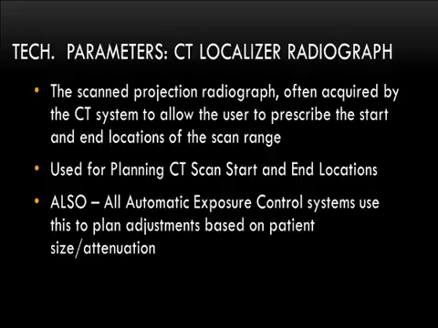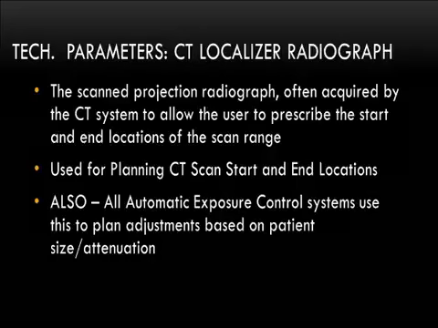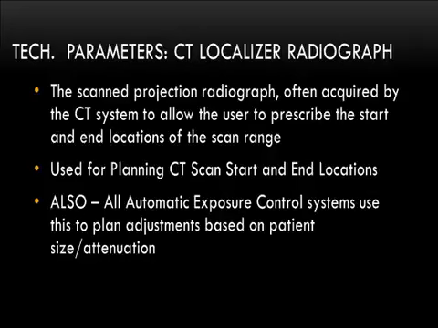Okay, so let's talk about the first one, the CT localizer radiograph. It's the scan projection radiograph acquired by the system, typically used to let the user prescribe the start and end locations of the scan range. What you may or may not know is that it's also used by all automatic exposure control systems. That's where it's used to plan the adjustments based on the patient size or attenuation. So it plays both roles, the typical one that we're used to, start and end location, but it also is used to determine the patient size.